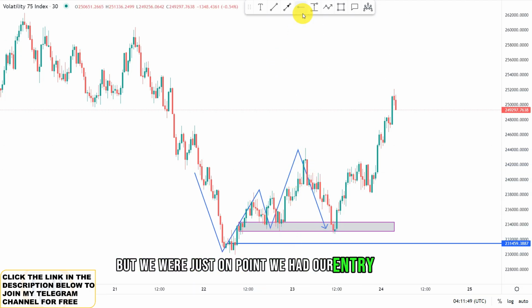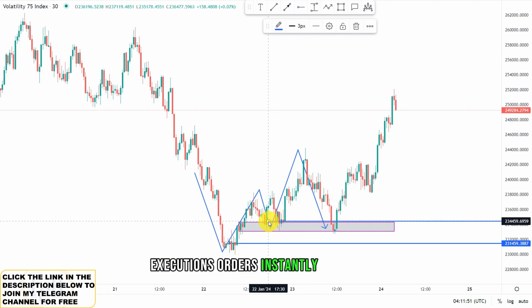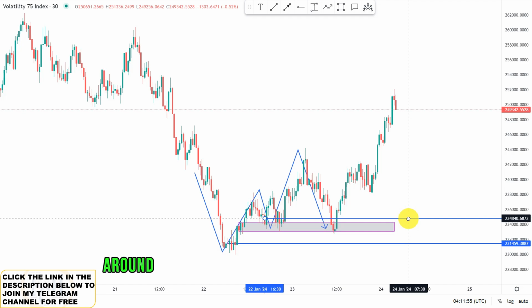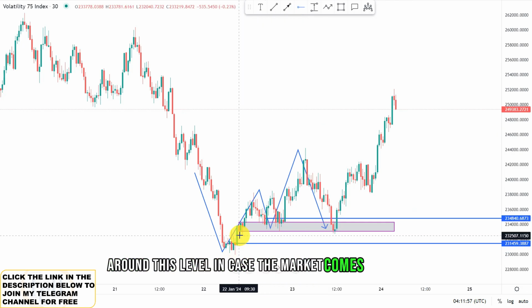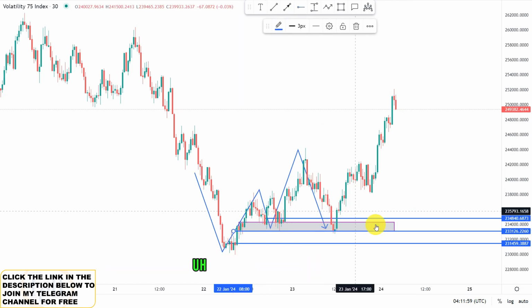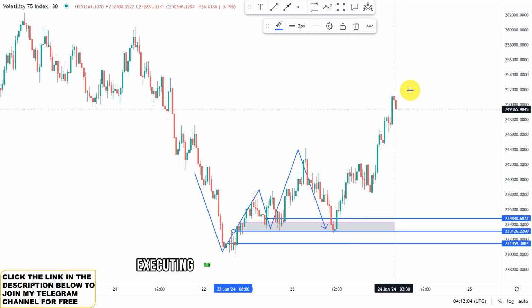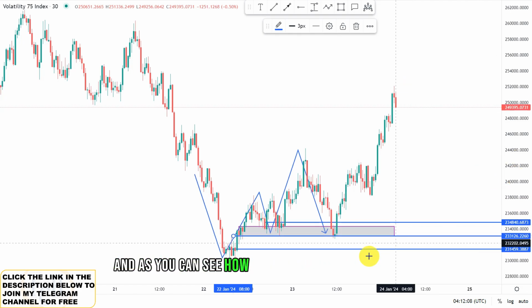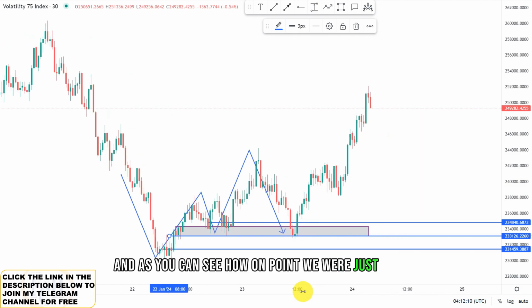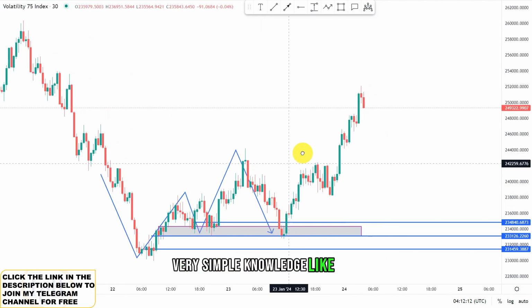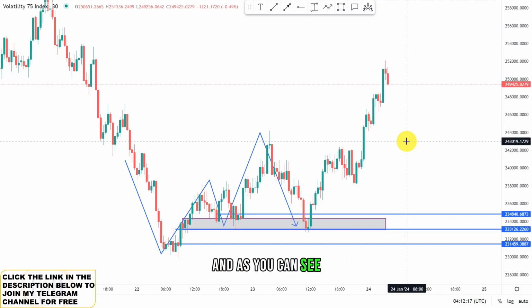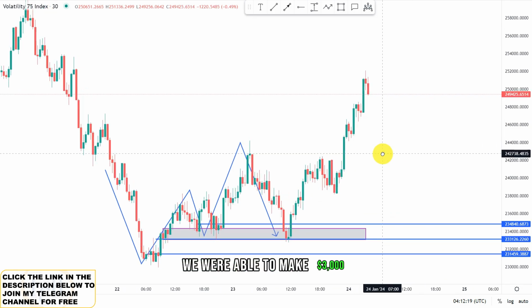We had our market execution orders instantly right here, and we had our buy limit orders around this level in case the market comes and gets as low as this level before executing and going with our bullish movement. And as you can see how on point we were, with just a very simple knowledge like this, we were able to get such a strong movement. And as you can see, we were able to make $3,000.